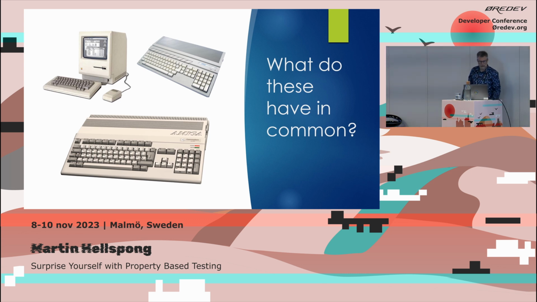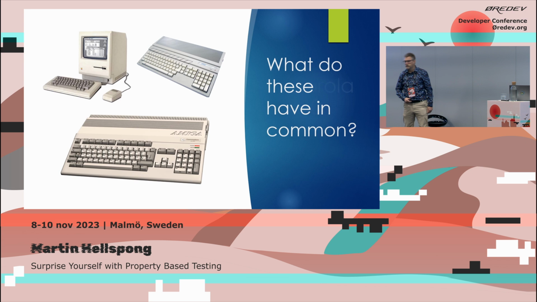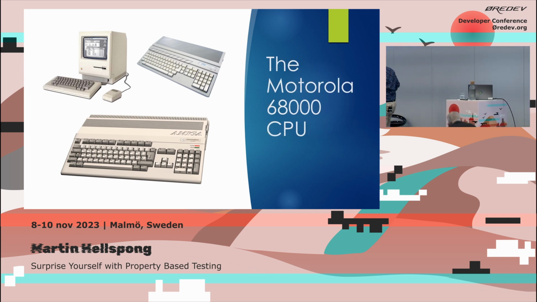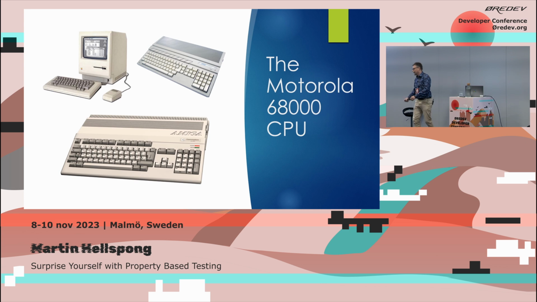Okay, the talk: Surprise yourself with property-based testing. I already asked you. Obviously, I'm the Amiga guy, so that's why it's the biggest one in front. But you're right, it's the Motorola 68000 CPU. I didn't think someone would be old enough to remember that, but perhaps I'm too pessimistic. So why is this relevant, you might ask?